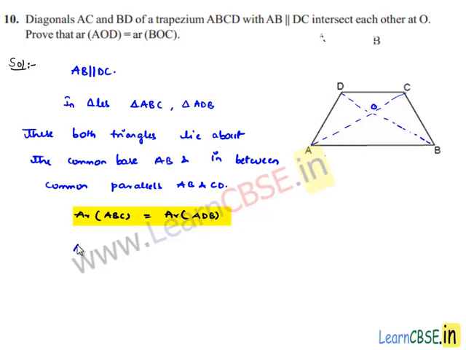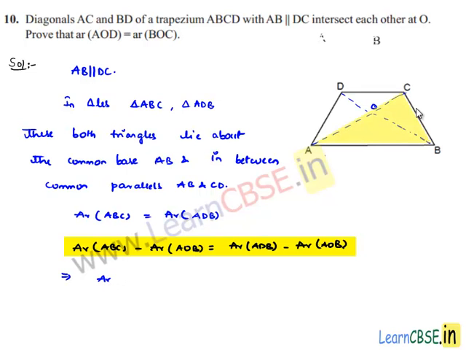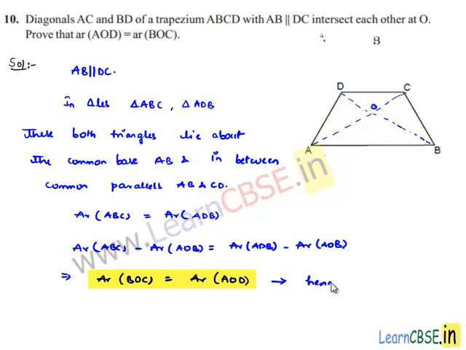Let us subtract area of triangle AOB from both these triangles. That is area of triangle ABC minus area of triangle AOB is equal to area of triangle ADB minus area of triangle AOB. That implies area of triangle ABC minus area of triangle AOB, which is nothing but area of triangle BOC, is equal to area of triangle ADB minus area of triangle AOB, which is nothing but area of triangle AOD. This is the required proof for us.